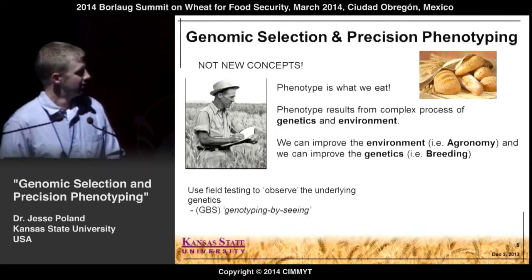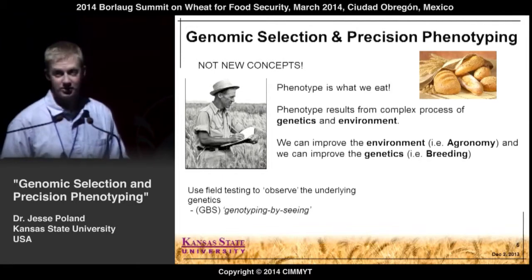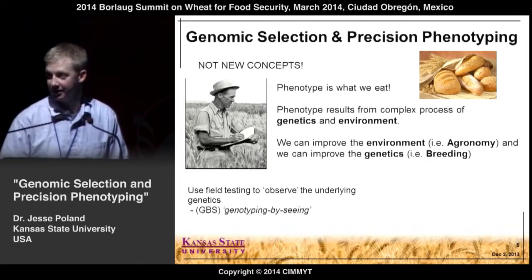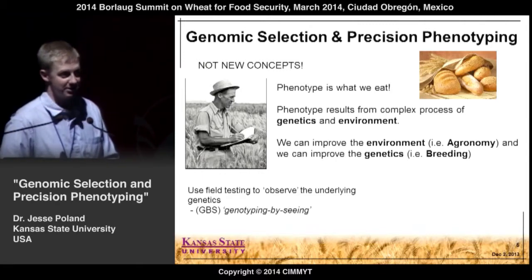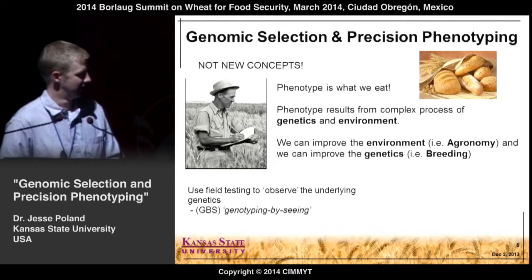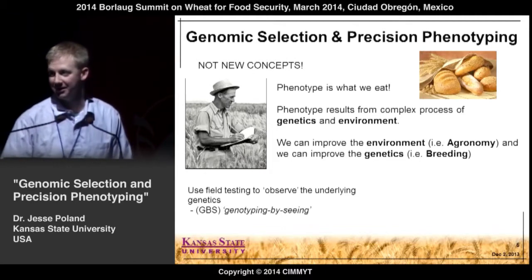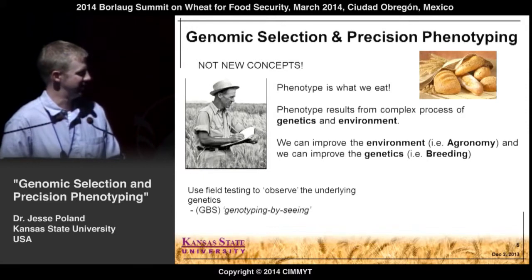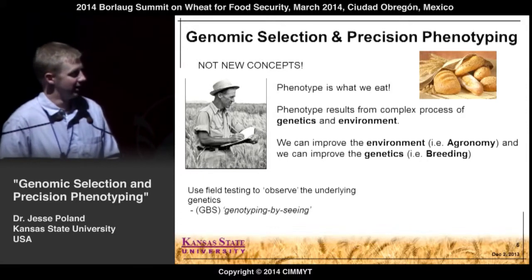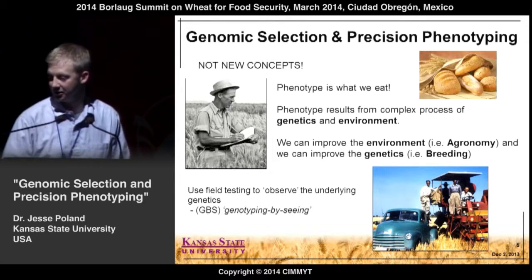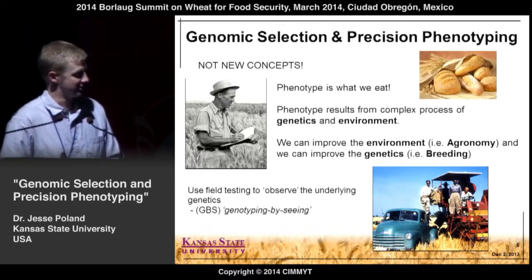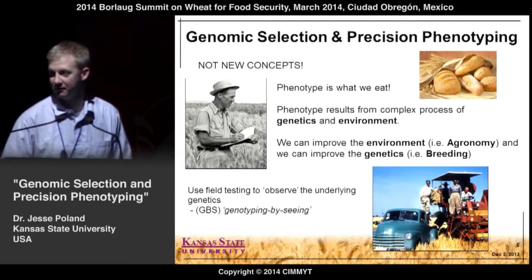Borlaug knew this well, and this is what's been done since the advent of plant breeding: using field testing and phenotypic observations to observe the underlying genetics. This was recently brought up by Dr. Baines on my visit to India. This is the original GBS, genotyping by seeing. Obviously if you want a precise phenotype of grain yield, the best thing to do is to plant your varieties and go harvest them.